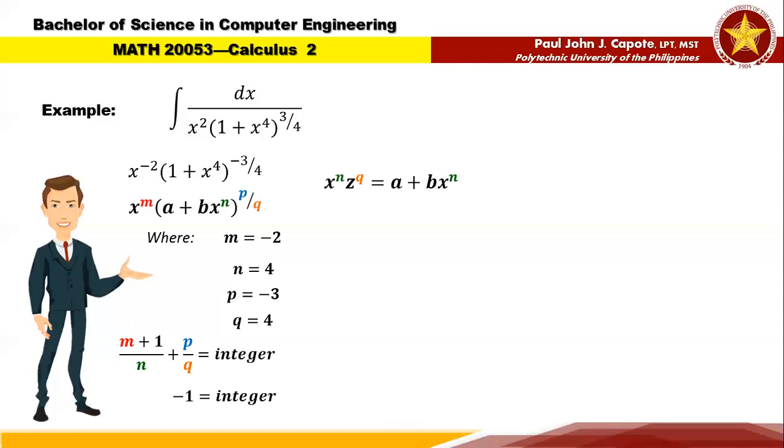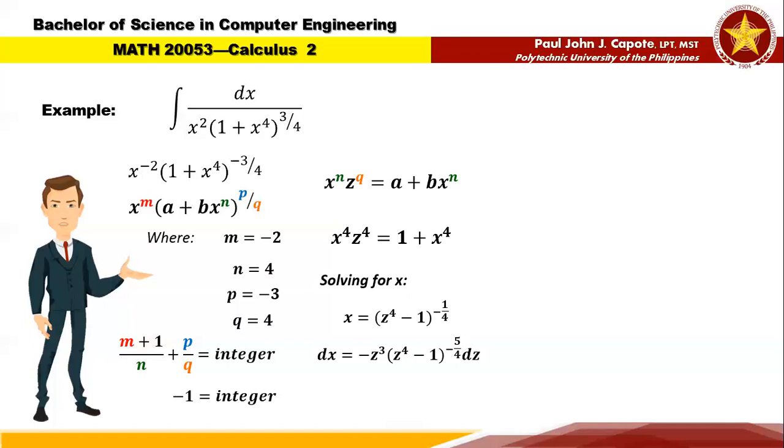And the substitution states that the product of x raised to the power of n and z raised to the power of q is equal to a plus b times x raised to the power of n. Substituting the values of n and q, we get x raised to the power of 4 times z raised to the power of 4 is equal to 1 plus x to the power of 4. Solving for x, we get x is equal to z raised to the power of 4 minus 1 all raised to the power of -1/4.